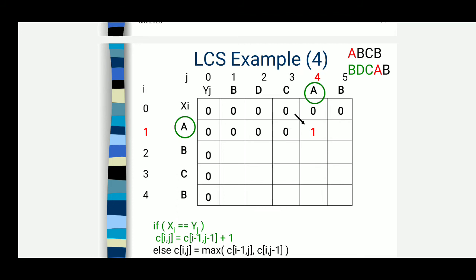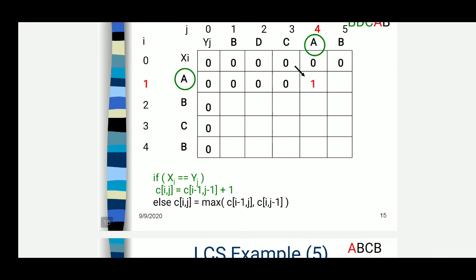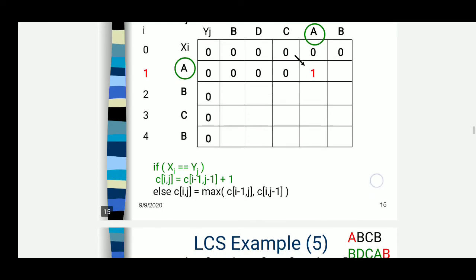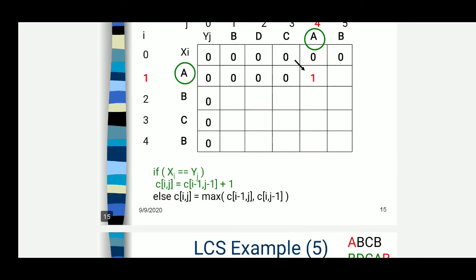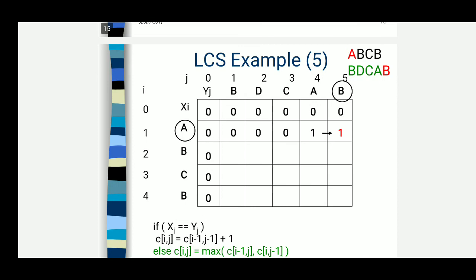Now again, the next value is not similar in this row. A and B are not similar. So we will take the maximum value from the immediate left or immediate above. And the immediate left value is maximum, that is 1. So we will put C[1,5] as 1 also. So we will take it from the left. You can see this on slide number 16.